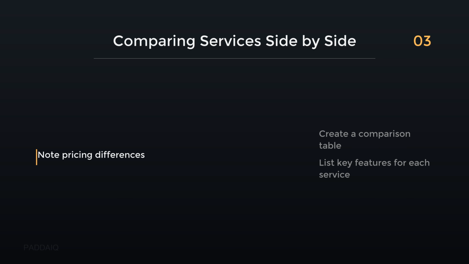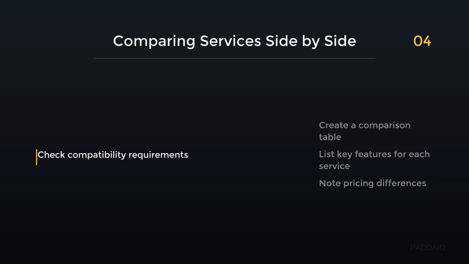Note pricing differences. This means each service has unique costs based on usage, features, or data volume. For instance, the SAP HANA Cloud database might charge per compute hour, while the SAP Integration Suite could bill per message processed. Always check the official pricing guide to select the most cost-effective option for your project.